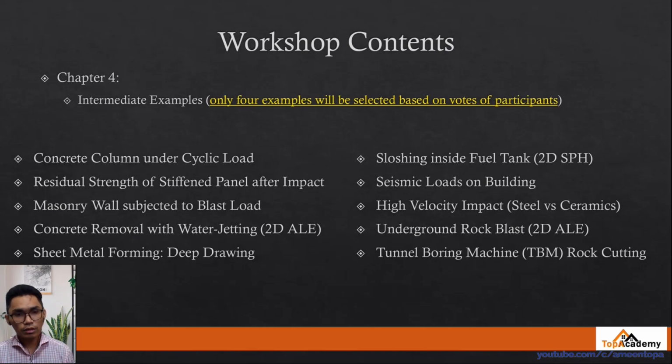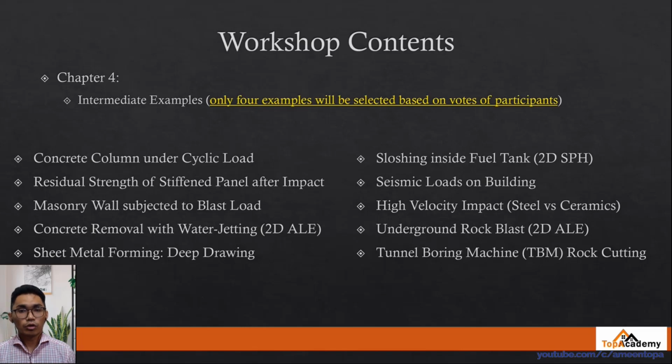The fifth option is sheet metal forming. We have the deep drawing example. The sixth option is sloshing inside the fuel tank, and it will be a 2D analysis again, and it will be using the SPH method. The next option is seismic loads on a building. So we will do a building structure, and then we will apply an earthquake load on this structure.